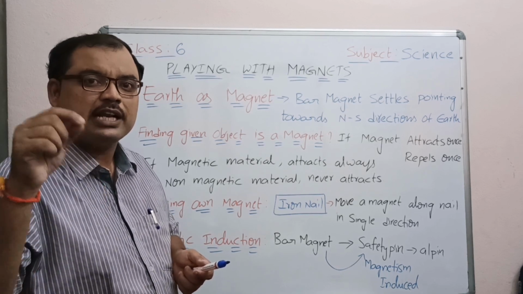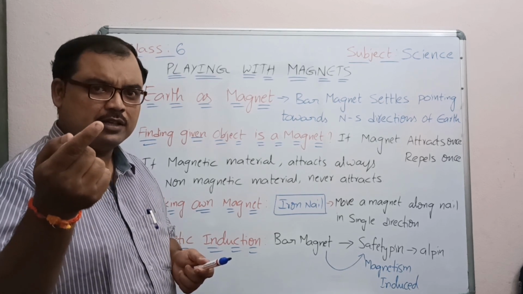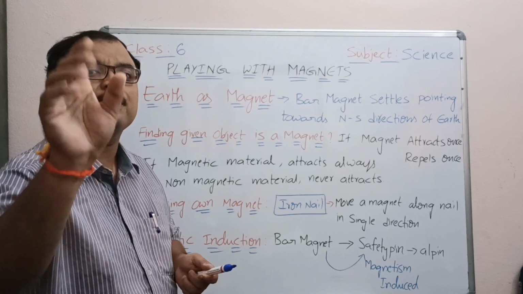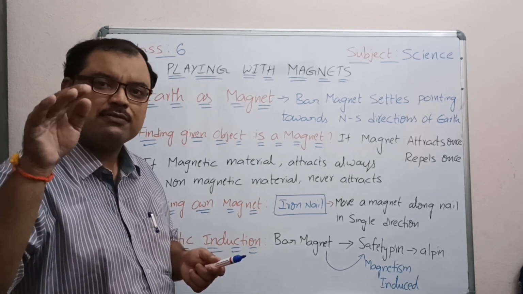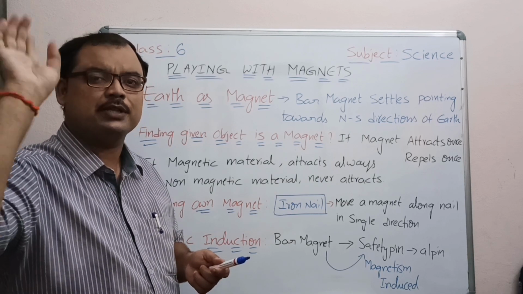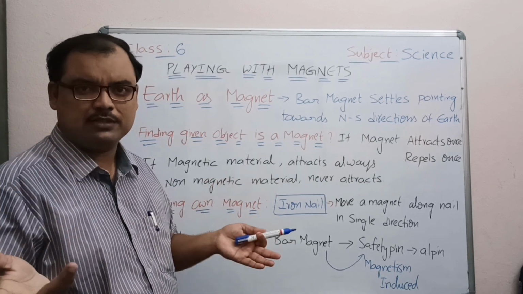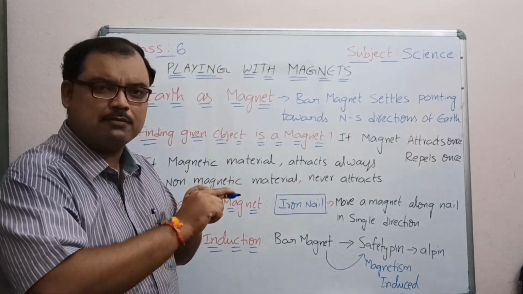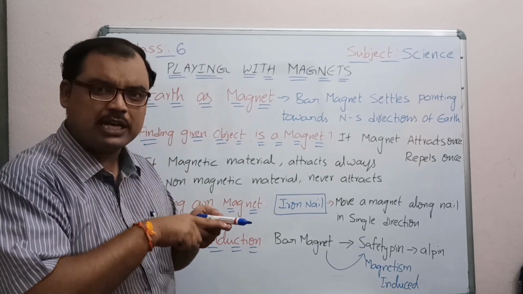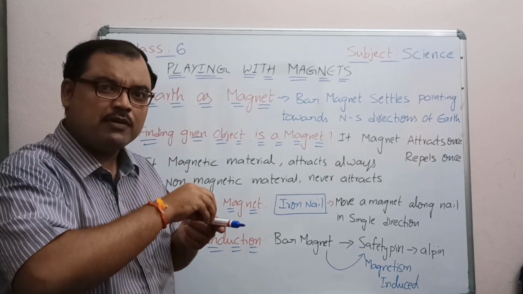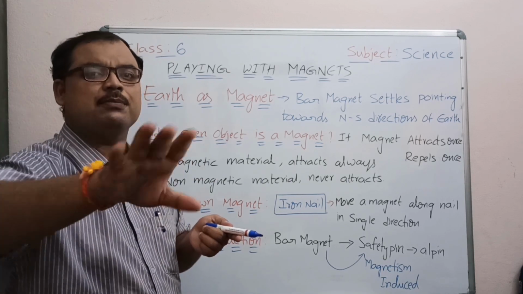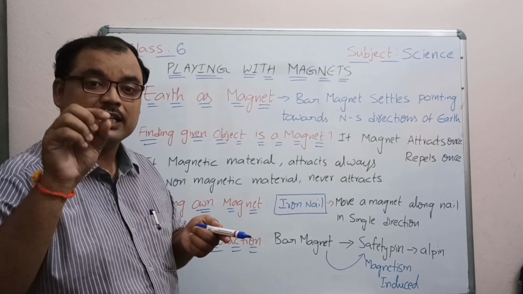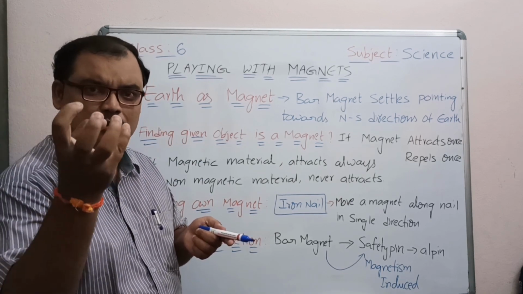Now next, bring an awl pin. Don't let it touch the magnet. Just let it touch the safety pin. Now what happens? The safety pin will also attract this awl pin. Actually, the safety pin is not a magnet. Then how is it attracting? Because the magnetic energy from the iron bar prepared as a magnet, or the bar magnet we have taken, is now transmitted into the safety pin. That is why the safety pin also got magnetic energy. That is why it is attracting the awl pin. It is able to hold it.